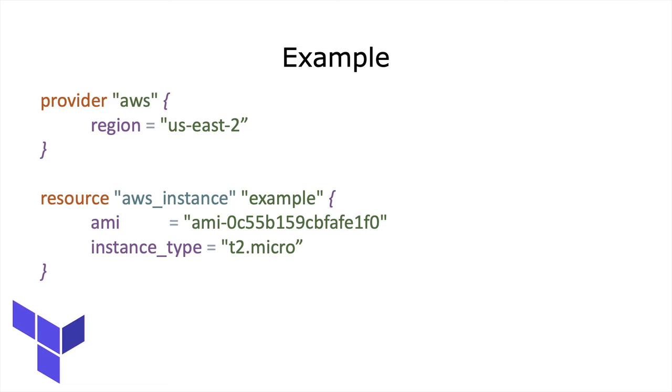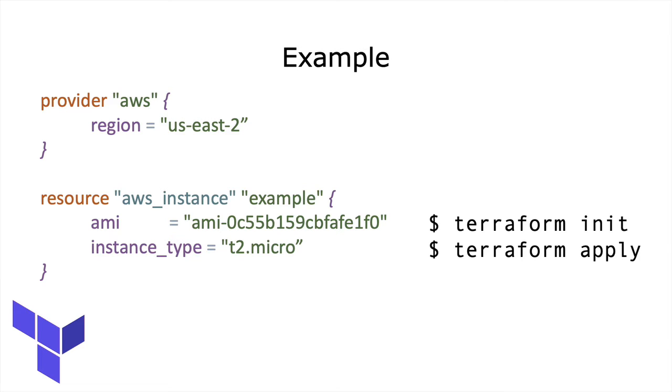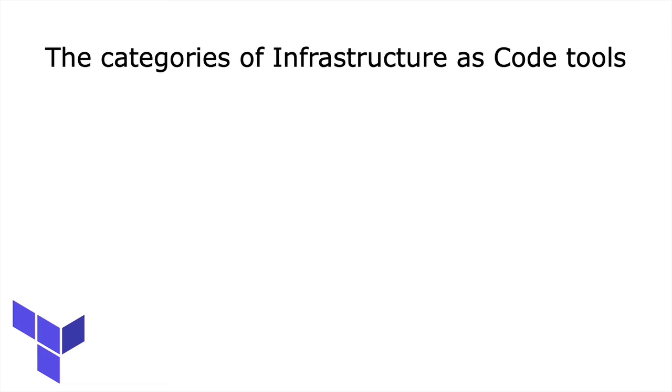And then I'll run the following commands in my terminal. Terraform init and Terraform apply. It's that easy. Terraform will communicate with Amazon Web Services and create a T2 micro-sized AWS EC2 instance in the US East 2 region.